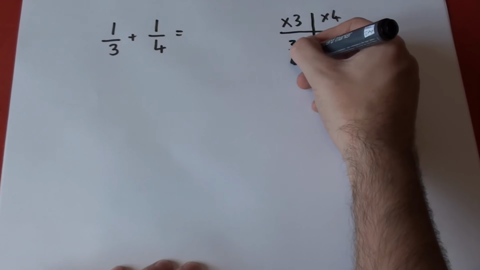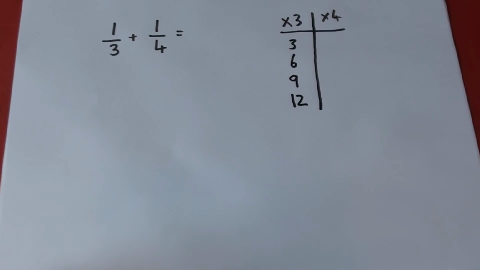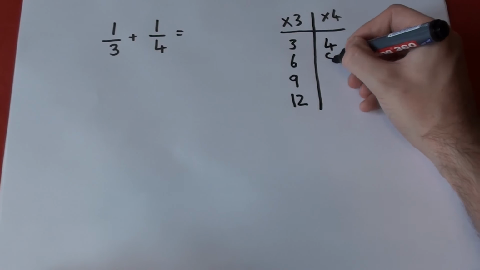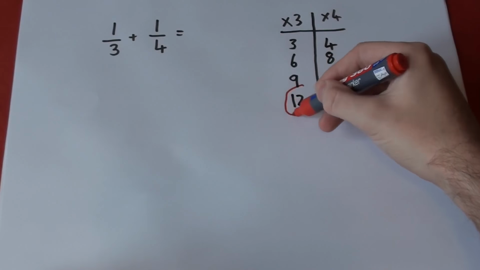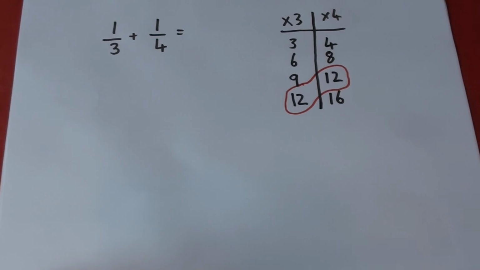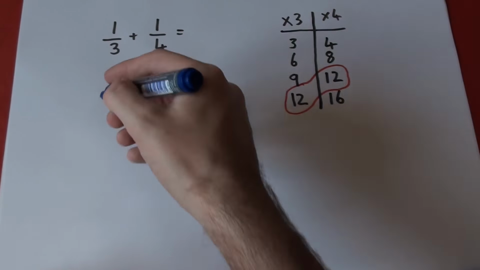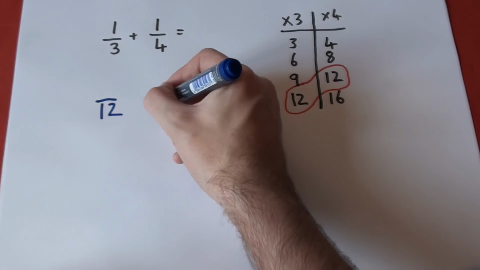So if we go to 1/3 plus 1/4, we lay out our times tables, so that's 3, 6, 9, 12 for the 3 times table, and for 4 we've got 4, 8, 12, 16. Now I'm going to circle the 12 because this is the first number that's the same in both. This is going to be my new denominator. So I write that out, 12ths.